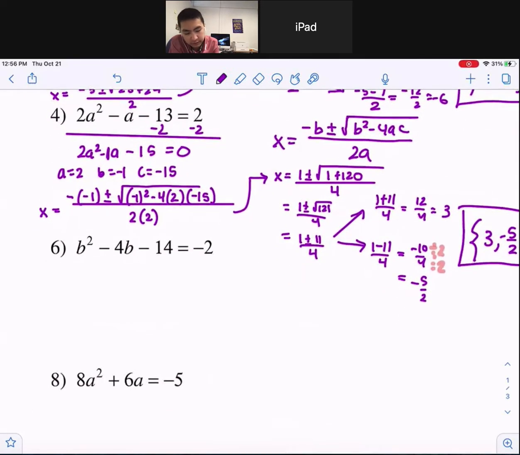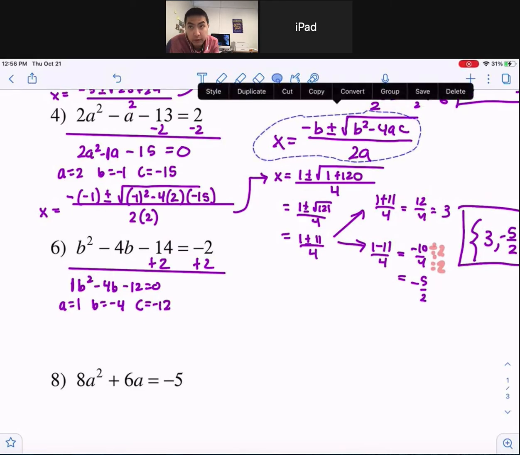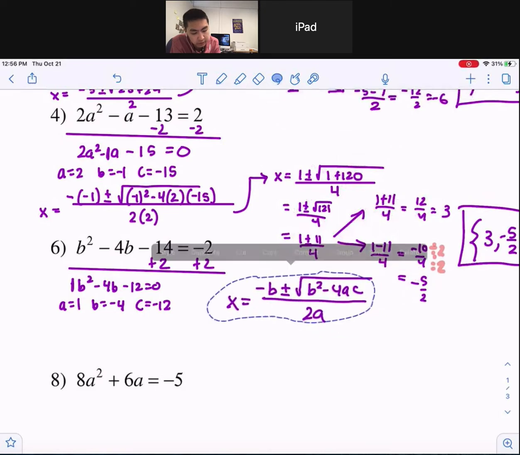Number 6, again, the equation has to equal 0, which I made a mistake on in the previous problem. So add 2 to both sides. b squared minus 4b minus 12 equals 0. Remember, there's a 1 in front of that b squared, you guys. So a equals 1, b equals negative 4, and c equals negative 12. Again, make sure we're constantly using this formula, right?